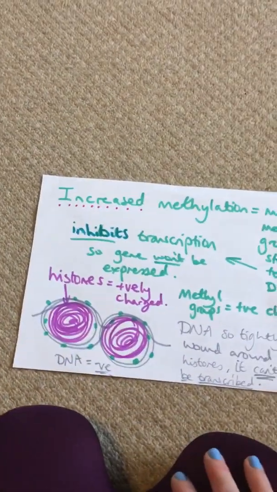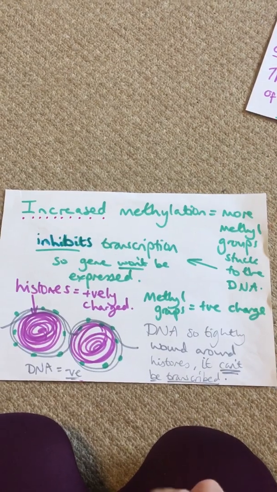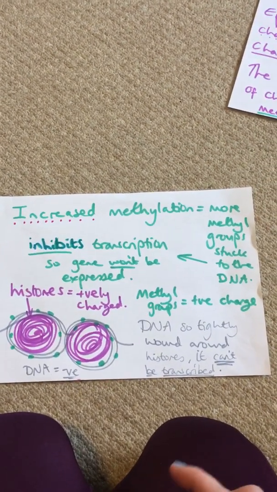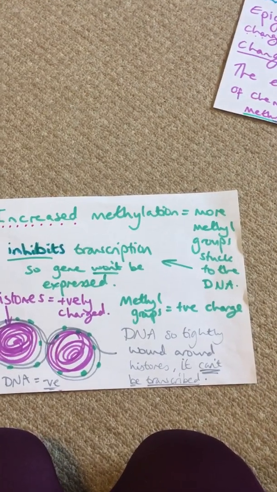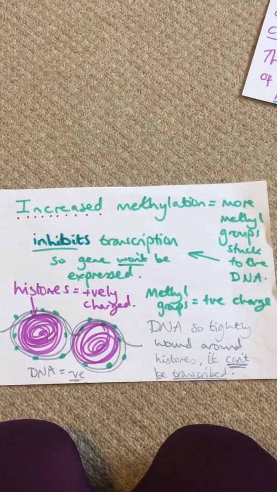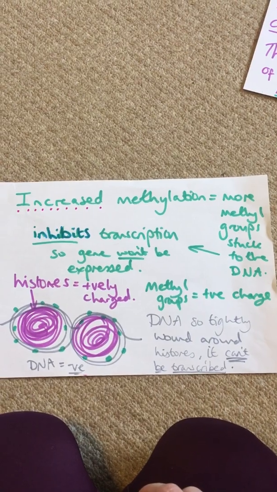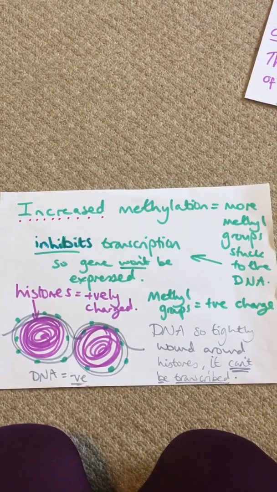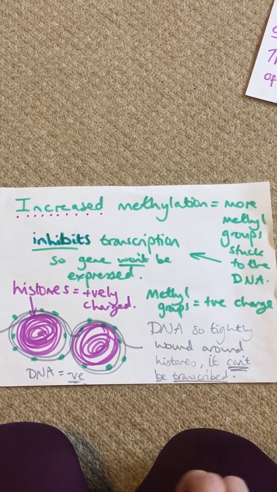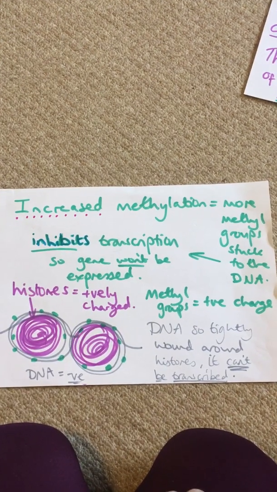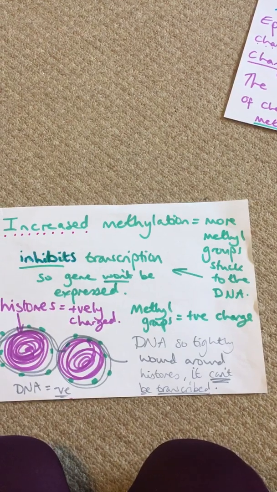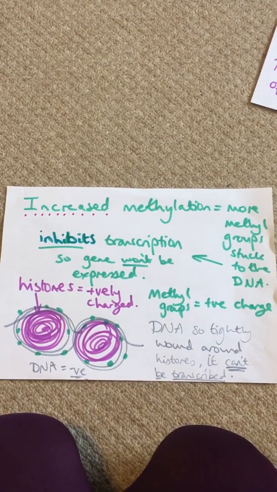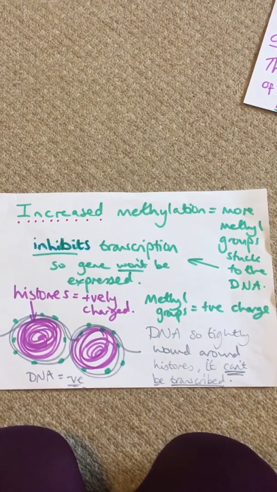So by having these opposite charges, they attract each other, and by having extra positives, that means the DNA is more tightly wound around the histones. It's attracted more strongly, tightly wound around the histones, so there's nowhere for RNA polymerase to join on and transcribe that DNA sequence into messenger RNA. So it can't be transcribed onto messenger RNA, it can't be translated into proteins, and those proteins will not be made. So that gene is not expressed.